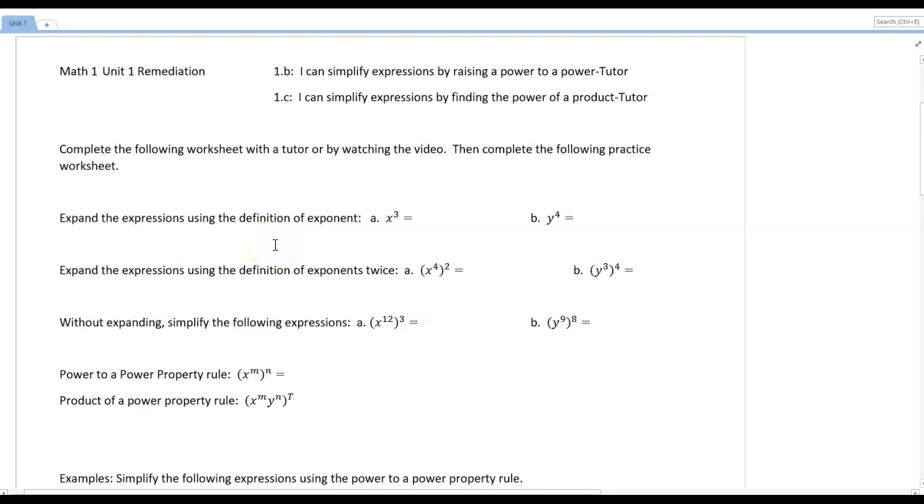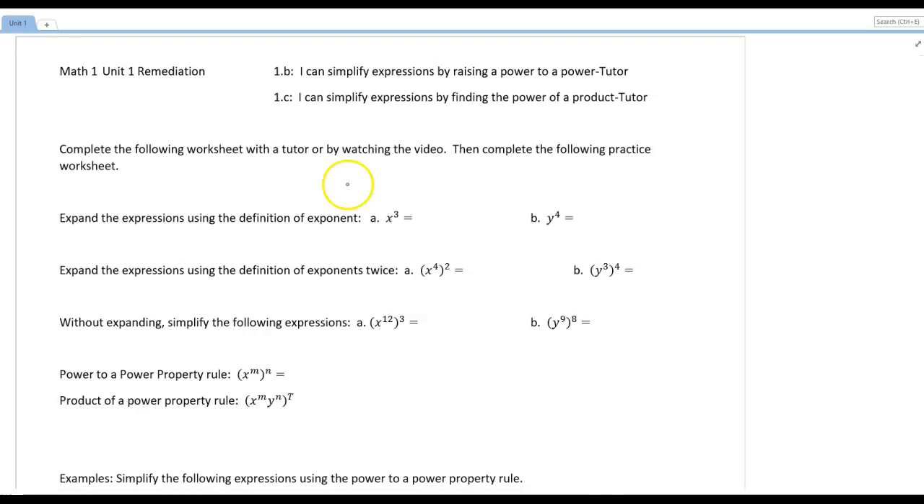The second video is on two I can statements put together. It benefits to put these together because they kind of go hand in hand. The first I can statement is simplifying expressions by raising a power to a power. The other one is simplifying expressions by finding the power of a product, right?